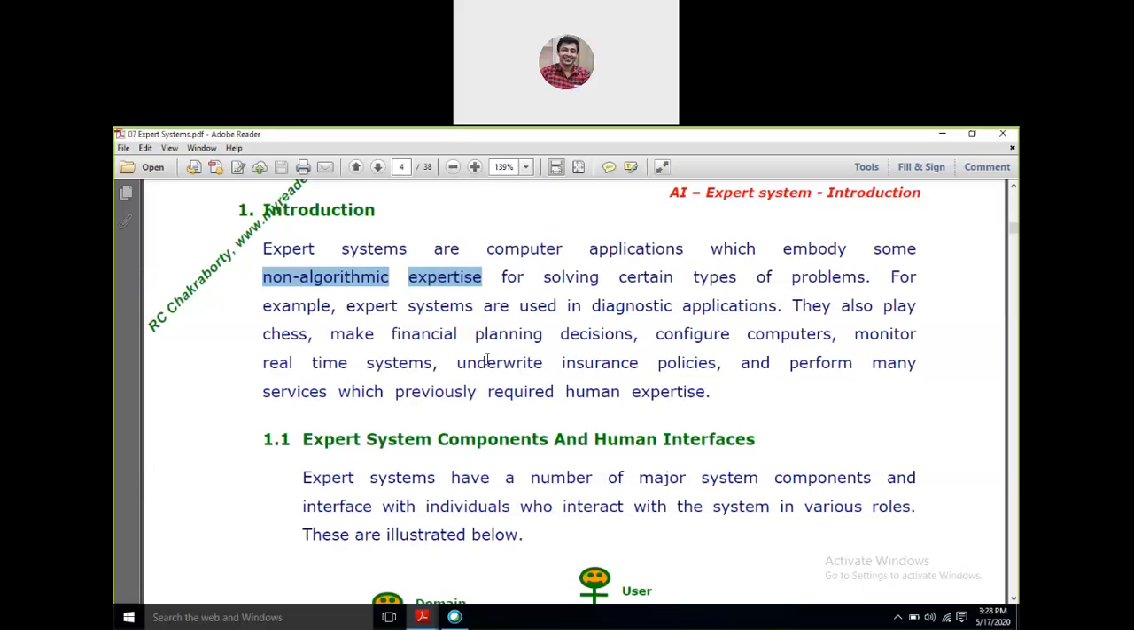Now, for example, expert systems are used mostly in diagnostic applications or in decision making. They can even be useful in playing games like chess, right? Sometimes they can help you out in making financial decisions, or they can help you out in configuring computers.